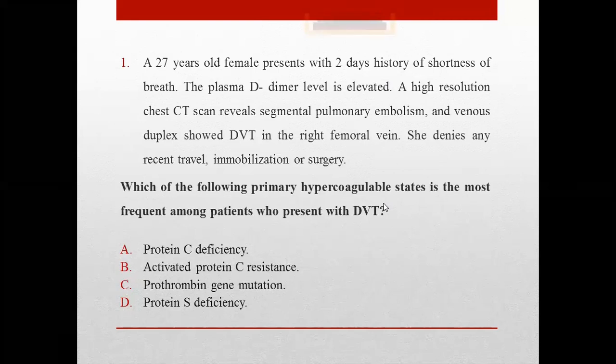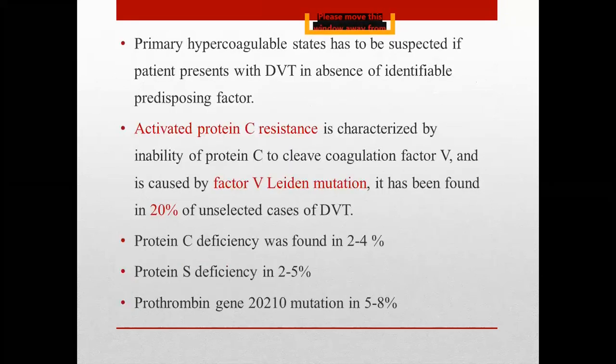So I can see that we don't have a consensus about the correct answer. Let's see the correct answer. The correct answer is B. Okay. So primary hypercoagulable states must be suspected in patients presenting with deep venous thrombosis in absence of identifiable predisposing factors. The activated protein C resistance, which is also known as factor V Leiden mutation, was found in 20% of the patients of unselected cases of deep venous thrombosis.